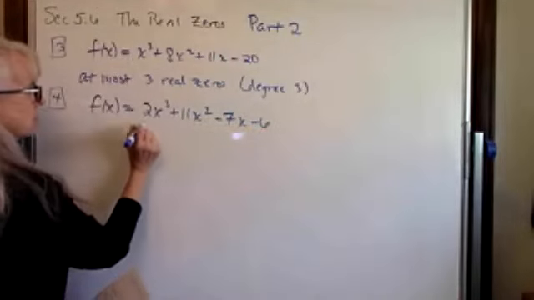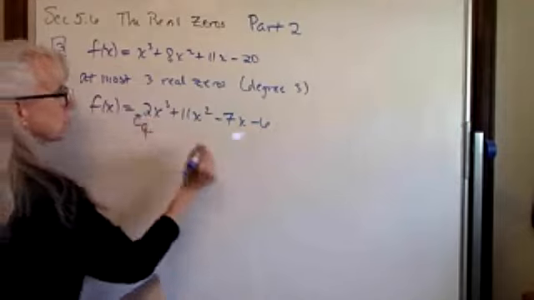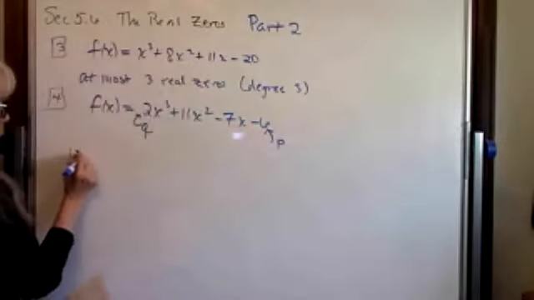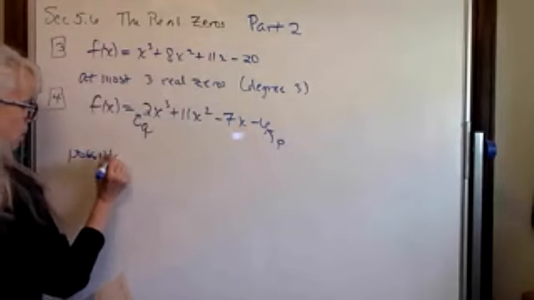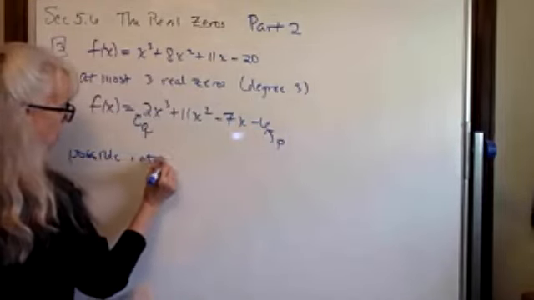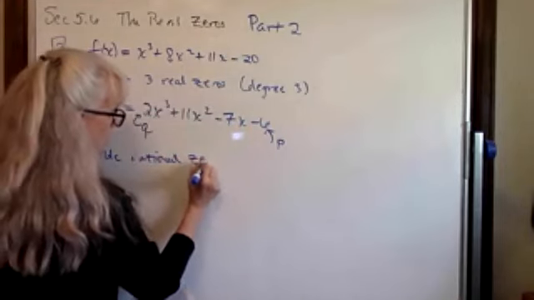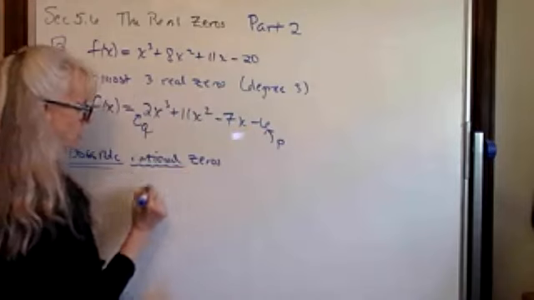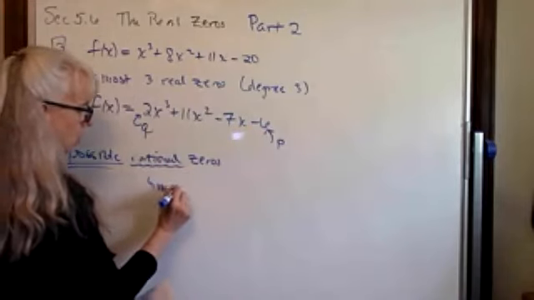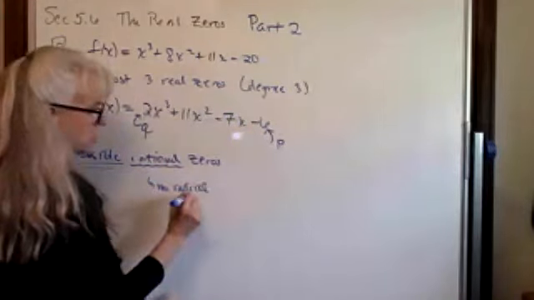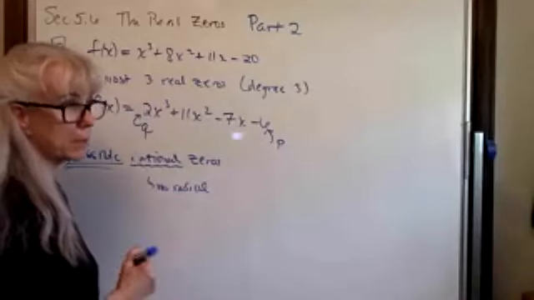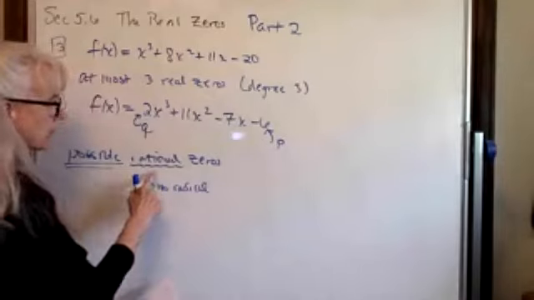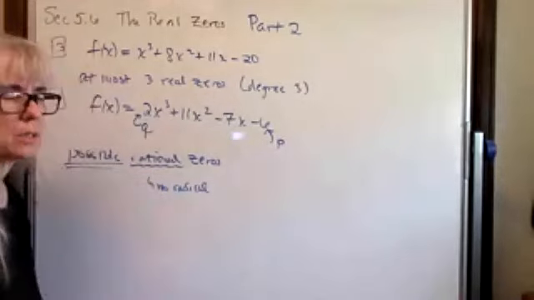For us, q is always the first coefficient, p is always the last coefficient. So the possible rational zero. This is just possible. It is also rational, and rational means that it has no radical. So this would be our terminating decimals, our repeating decimals, our fractions, and our integer values. So no radicals. The radicals will come from other methods, and we'll see those in a while.